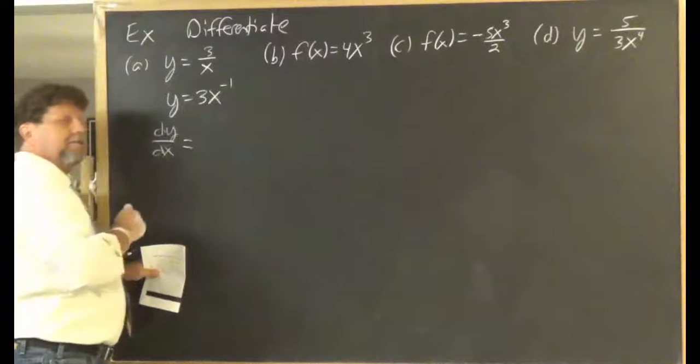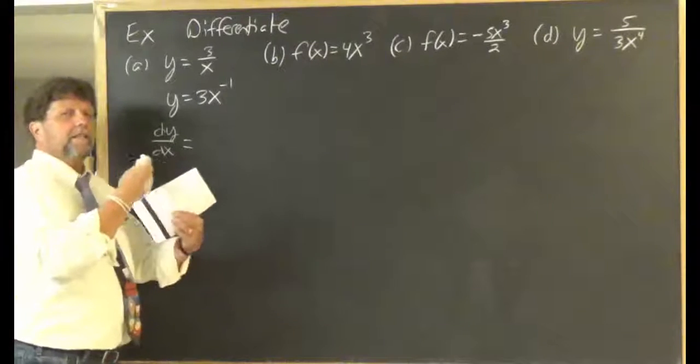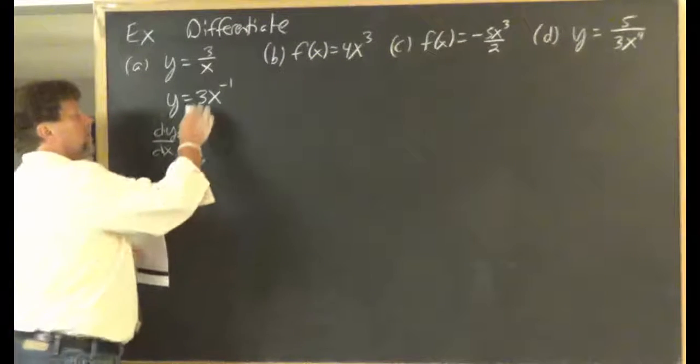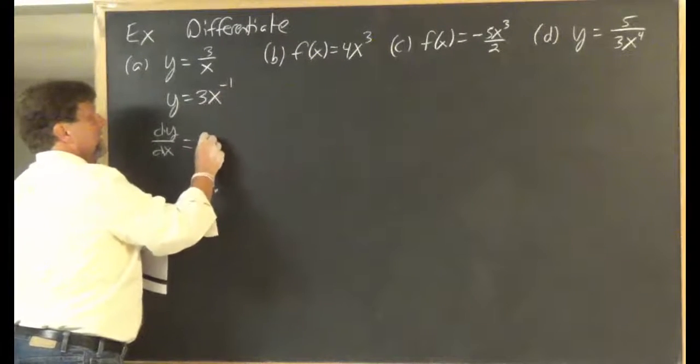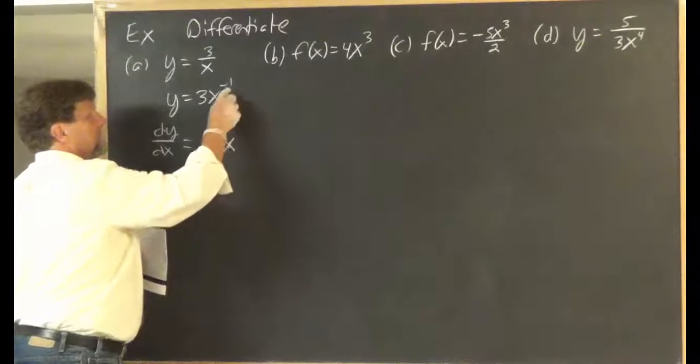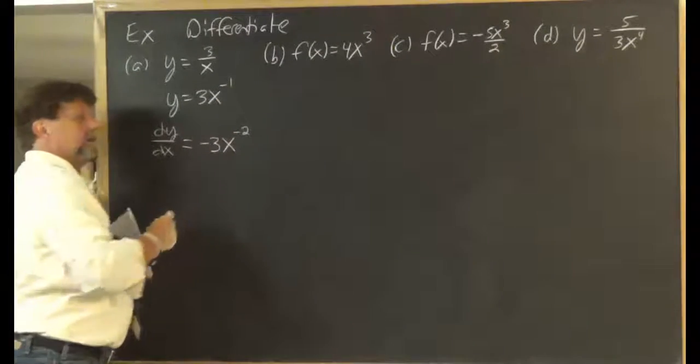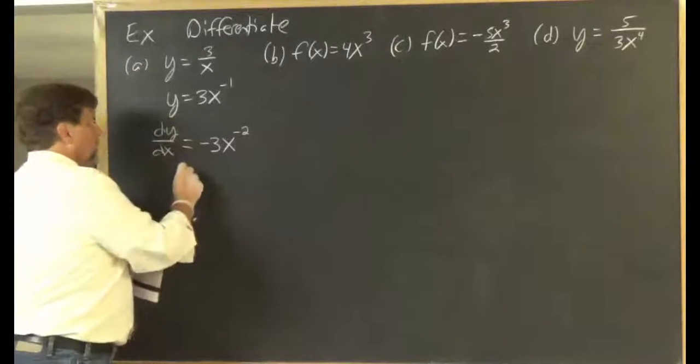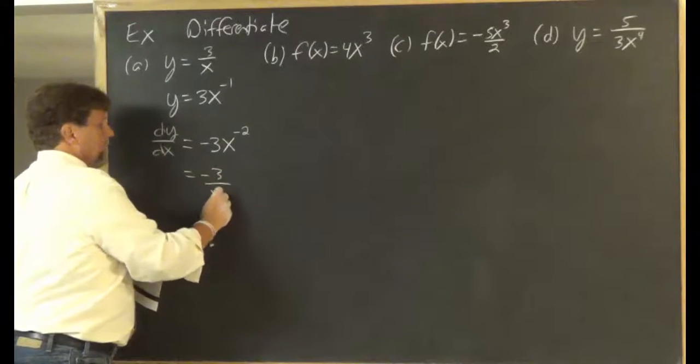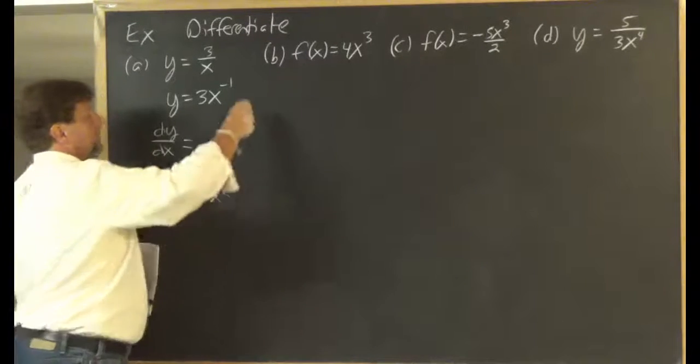Negative 1 comes out front. So I'm combining the constant multiple rule with the power rule. So 3 times negative 1 is negative 3. Subtract 1 from the exponent. Exponent's negative 2. Or negative 3 over x squared.